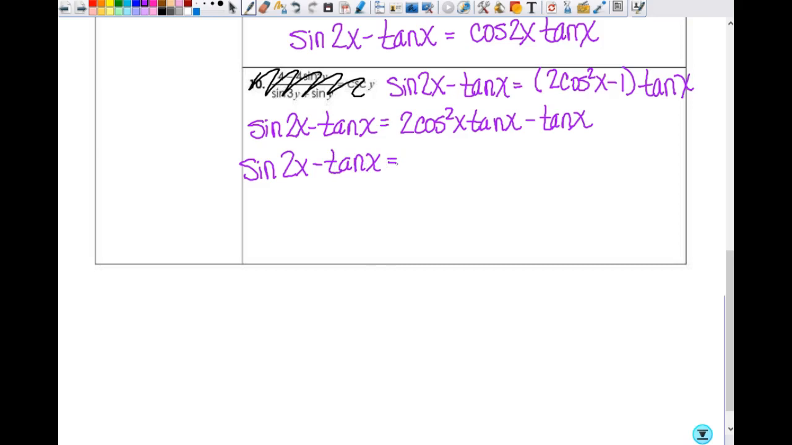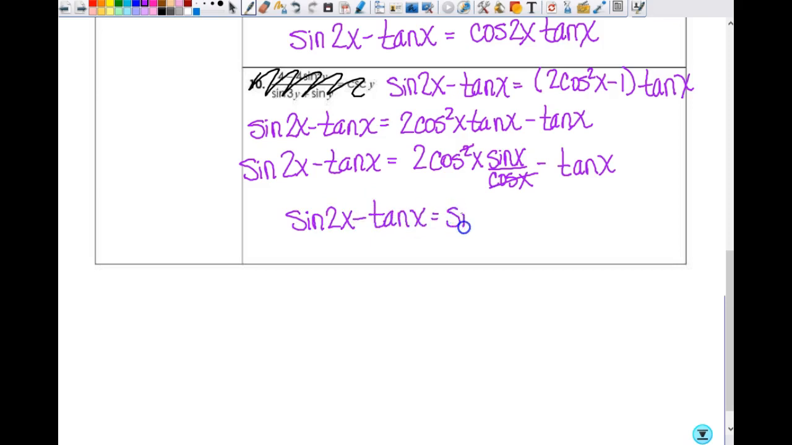Okay, so I got my minus tangent x in there. That's good. But that first term, somehow I've got to get to sine of 2x. What can I make tangent into? Sine over cosine. So 2 cosine squared x times sine of x over cosine x minus tangent x. All right, so what can I do with that cosine? Cancel. I can cancel this out with 1 in the numerator. So that's going to leave me with 2 cosine x sine x. And what's that? Sine of 2x. So sine 2x minus tangent x equals sine 2x minus tangent x.